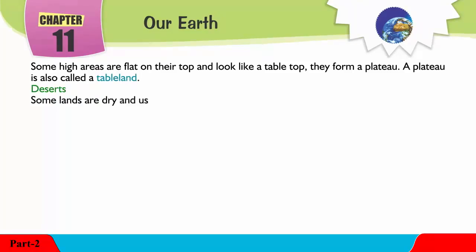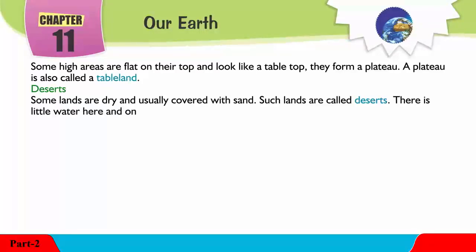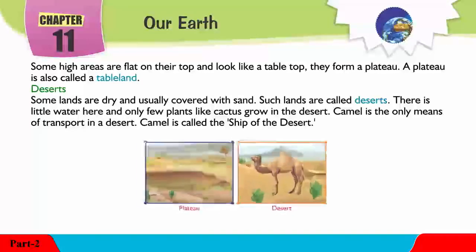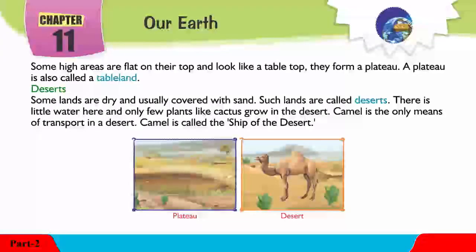Deserts. Some lands are dry and usually covered with sand. Such lands are called deserts. There is little water here and only few plants like cactus grow in the desert. Camel is the only means of transport in desert. Camel is called the ship of the desert. Plateau, desert.